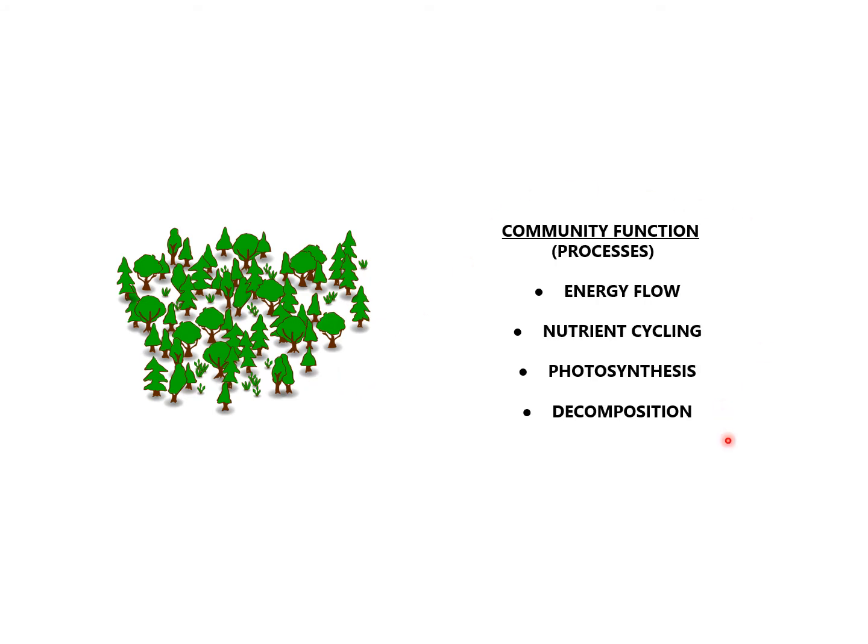Another approach you might take is that you could say, what are the functions that occur in this community? What are the processes? Like, how does energy flow throughout this community? Nutrient cycling, how does that occur? How are nitrogen and phosphorus and carbon flowing through the system, photosynthesis and things like decomposition. So you could look at processes instead of necessarily characteristics, and you could quantify those and use that to describe the community as well. So there's different approaches to how we think of communities.